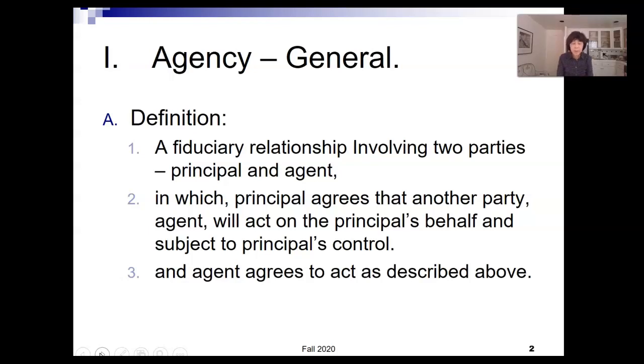So the two parties, they are the principal and the agent. The principal hires the agent to represent the principal's interests, to act on behalf of the principal. The agent agrees to such representation and also agrees to follow the principal's instructions.